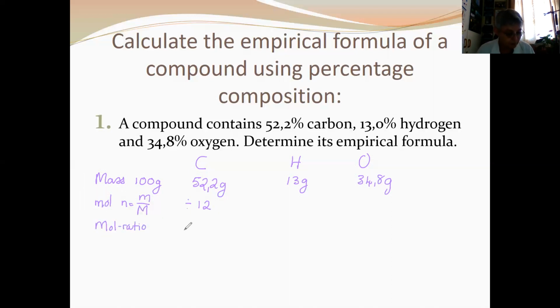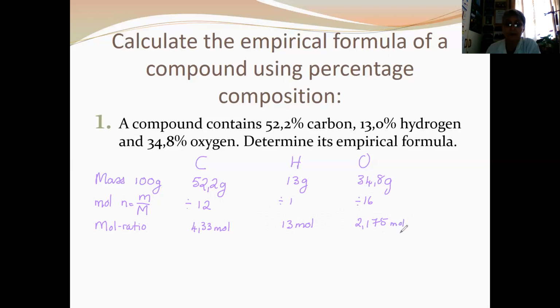So 52 divided by 12 gives us 4.33. 4.33 mole. Hydrogen, you divide by 1 and you'll get 13. Oxygen, you have to divide by 16 and you'll get just over 2. 34.8 divided by 16 is 2.175. Now, we don't write the formulas with decimal fractions.